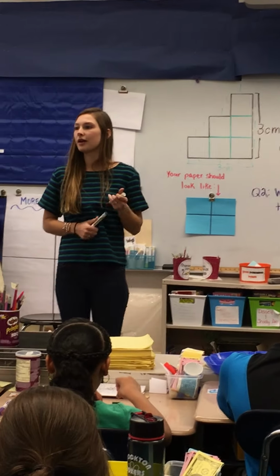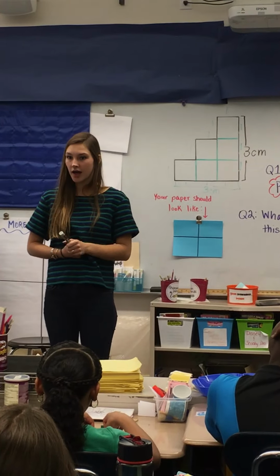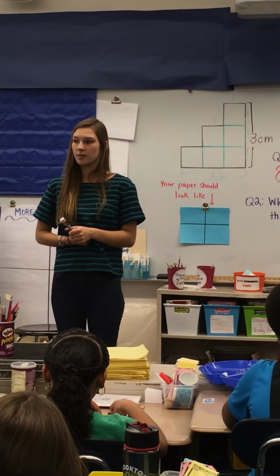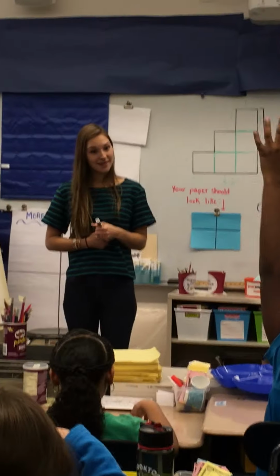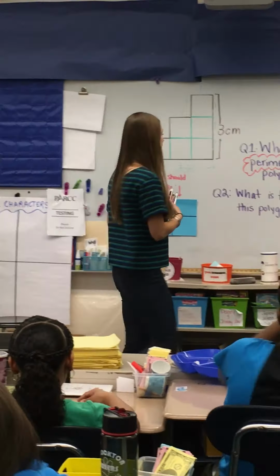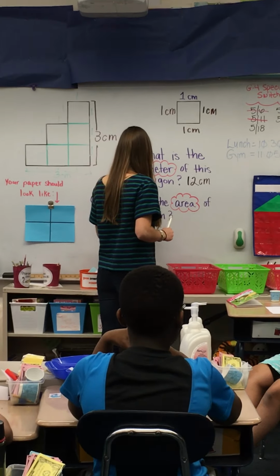So, Lily, if you would like to participate, you could probably tell us the formula for area. What's the formula for area? Formula for area is, I don't know. Isaiah? Length times width. So, A equals length times width.